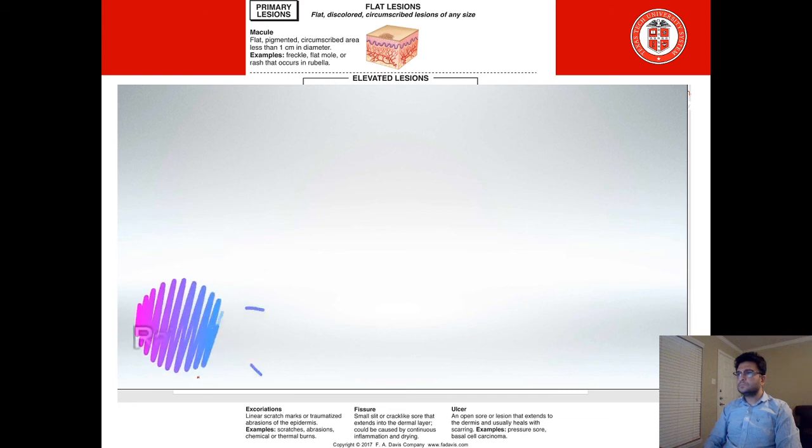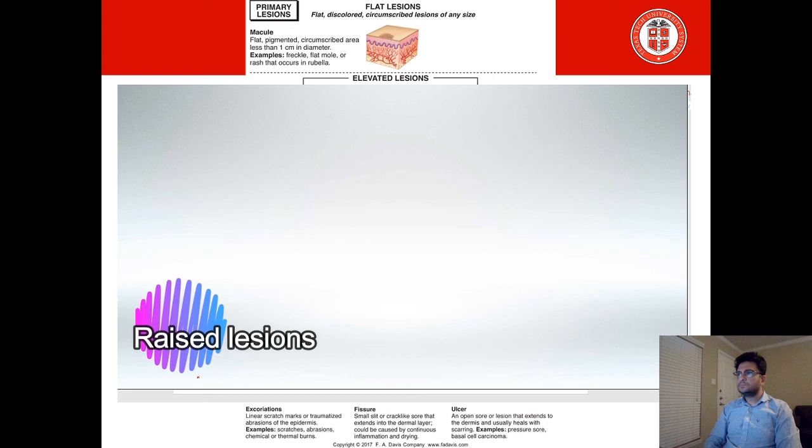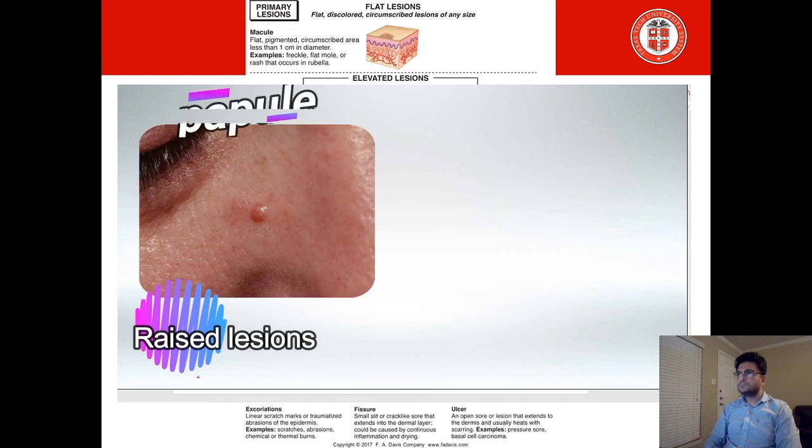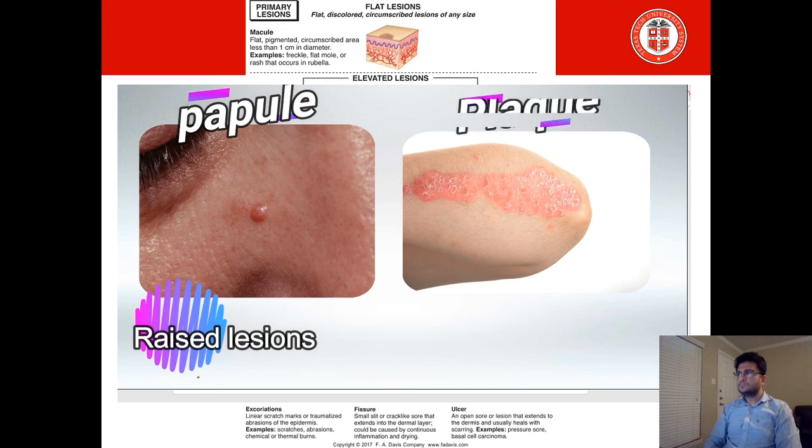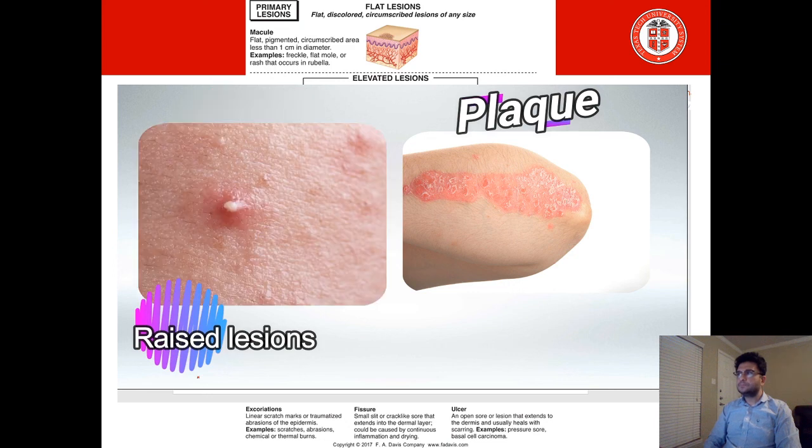Next we have raised lesions. So basically if the lesion is small, less than 0.5 centimeter, it's going to be called a papule. And if it's large, more than 0.5 centimeter, it's going to be called a plaque. So basically a papule is a raised lesion of the skin that is less than 0.5 centimeter, and a plaque is a raised lesion of the skin that is more than 0.5 centimeter. Note that papules can get infected or have pus inside them, and they're going to be called a pustule if they contain pus inside.